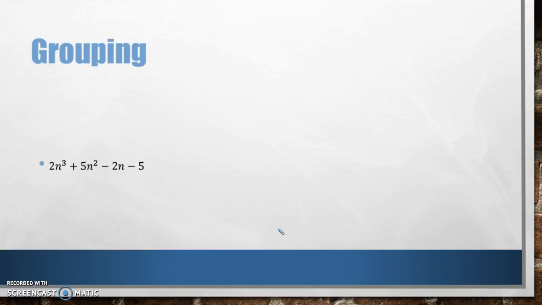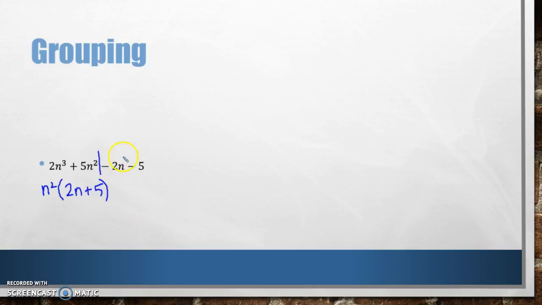Grouping is what we do whenever we have 4 terms. Right? So first look for GCF. They do not all have an n, and 2, 5, 2, and 5 don't have anything in common. So I'm just going to cut it down the middle. So if I cut it down the middle, my GCF of the left side is just n squared. And that leaves me with a 2n plus 5.